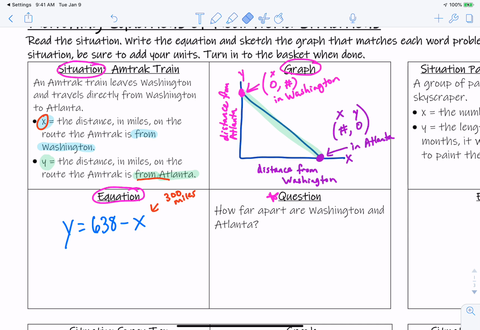Now if we go over here to our actual question, they're asking how far apart are Washington and Atlanta? Well, we know we have to make y equal 0 to get to the destination. To make this equal to 0, the x would have to be 638. So they're actually 638 miles apart. That's what that tells us, the distance from one place to the next.